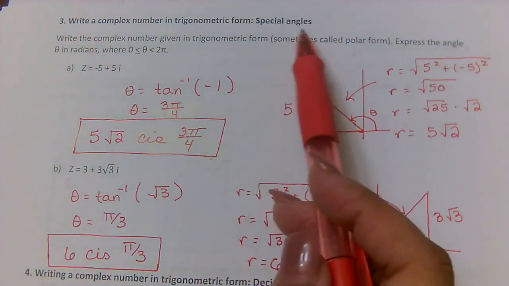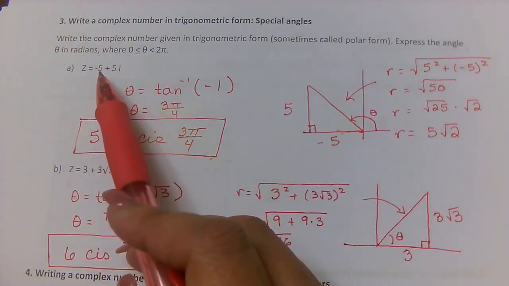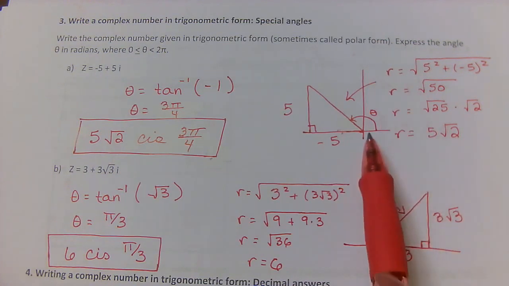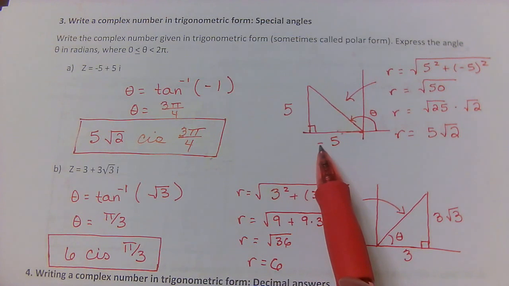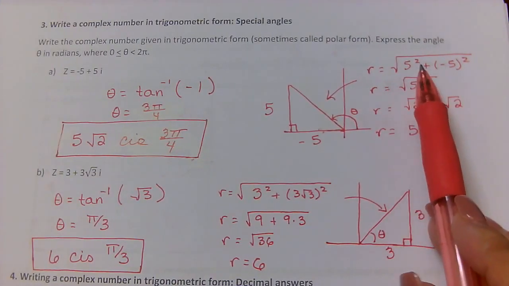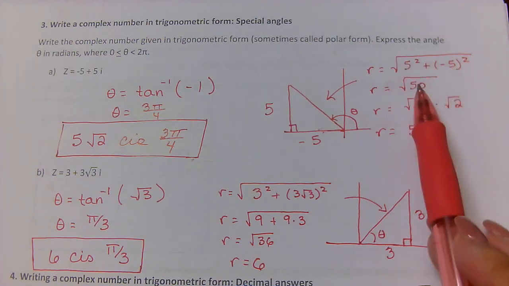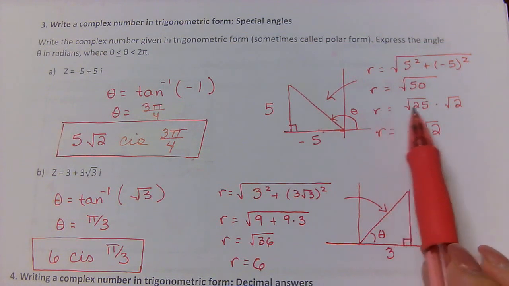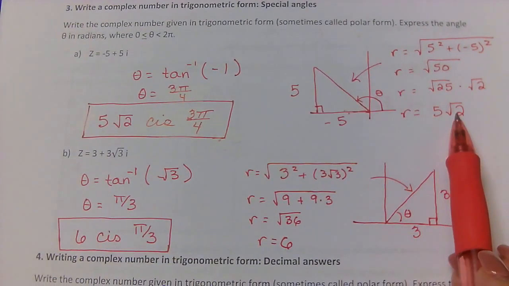For number 3, it says write the complex number in trig form. We're using special angles. The first thing I did here was to go ahead and graph this. It's negative 5, positive 5, so I went back 5 and up 5. Labeled my points. Now I want to solve for r. Use the Pythagorean identity. 5 squared plus negative 5 squared, that's 25 plus 25, which is 50. And then I went ahead and broke the 50 up into 25 times 2. So square root of 25 is 5. Square root of 2 stays 2. So I found my r.